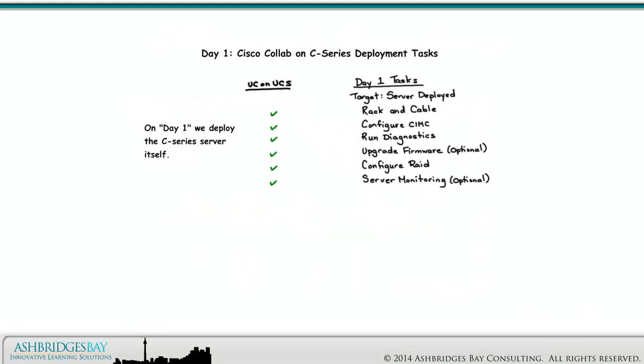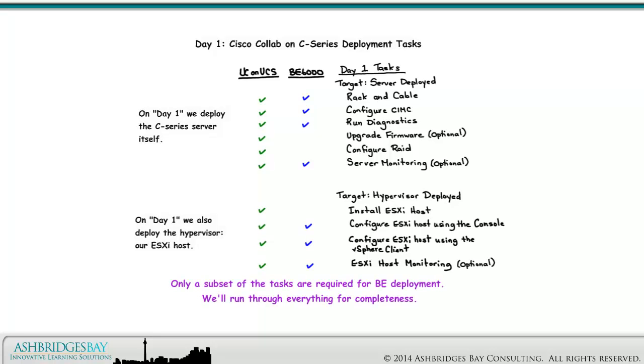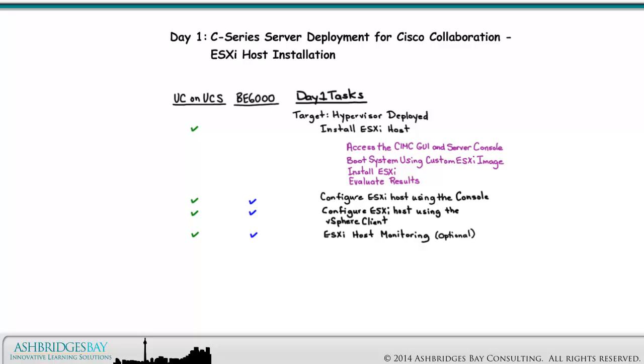Here are the Day 1 tasks for Cisco Collab on C-Series. On Day 1, we deploy the C-Series server itself. On Day 1, we also deploy the hypervisor, our ESXi host. Only a subset of the tasks are required for BE deployment. We'll run through everything for UC on C-Series. Once the C-Series server is deployed, you can move on to ESXi host installation and configuration tasks. For a BE, RAID is configured and ESXi host installation and licensing has been completed for you by Cisco. If you are deploying a C-Series using a non-BE TRC or specs-based solution, then you'll have to install ESXi yourself.